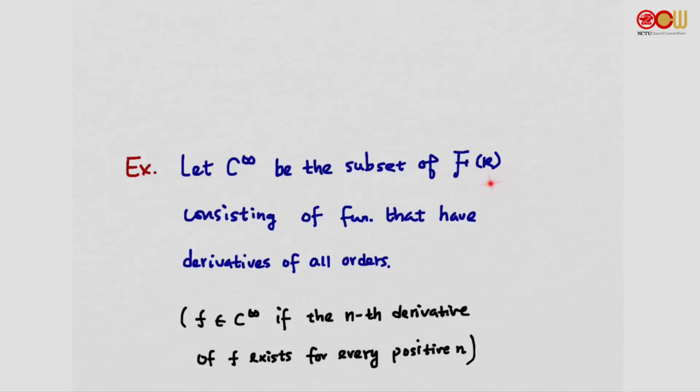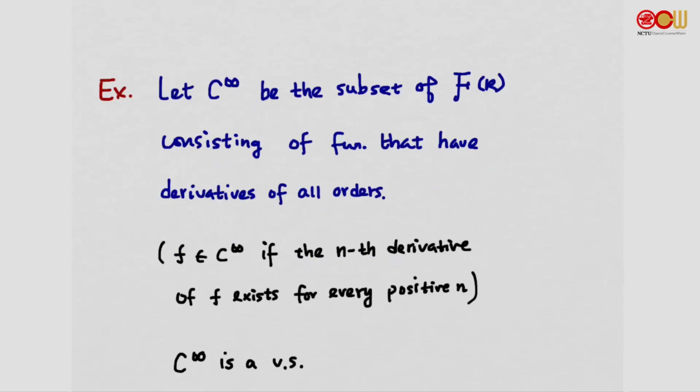So if we want to show that C infinity is a vector space, all that we need to do is to show that C infinity is a subspace of F(R), and showing that this is a subspace of F(R) is usually much easier to do than going from scratch to show that C infinity is a vector space. And you can verify that indeed C infinity is a subspace of F(R). So it is a vector space.